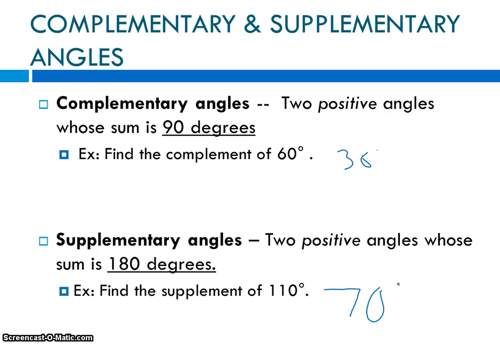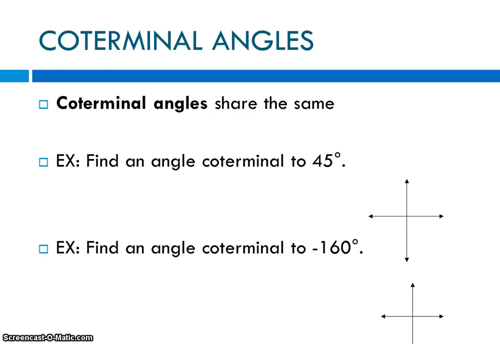Okay, now the thing that I do want to point out is this phrase, two positive angles. So you need two positive angles whose sum is 90 degrees or 180 degrees. So for example, an angle that's 100 degrees is not going to have a complement, because it doesn't have a positive angle summing to be 90 degrees, because it's more than 90 degrees. So you could have none.